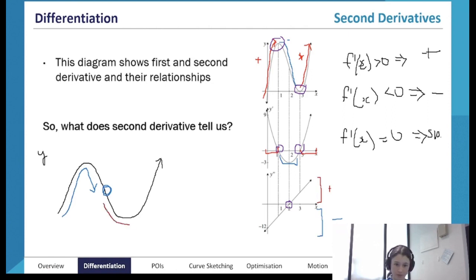From here onwards, the gradient is actually getting more and more positive, and that's because even though the gradient itself is negative here, it's actually approaching zero. So it's really steep, but it's getting less and less steep, less and less steep, and then it gets to zero here. So it's getting closer and closer to zero.